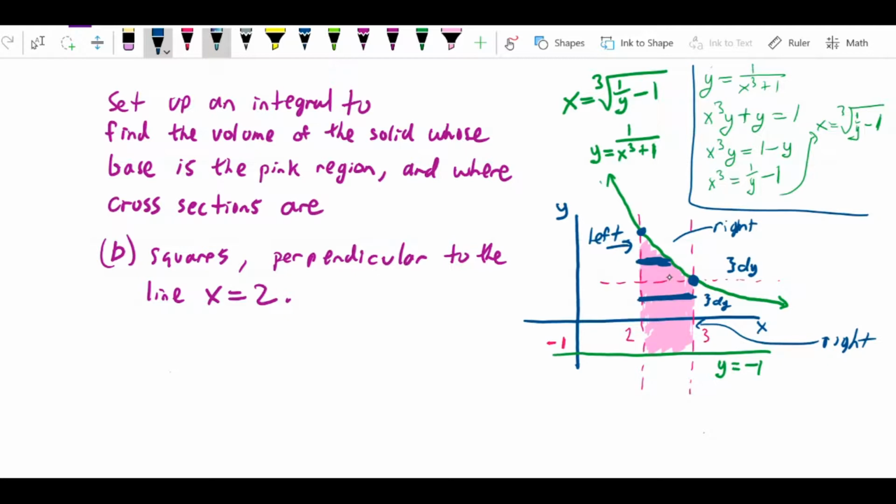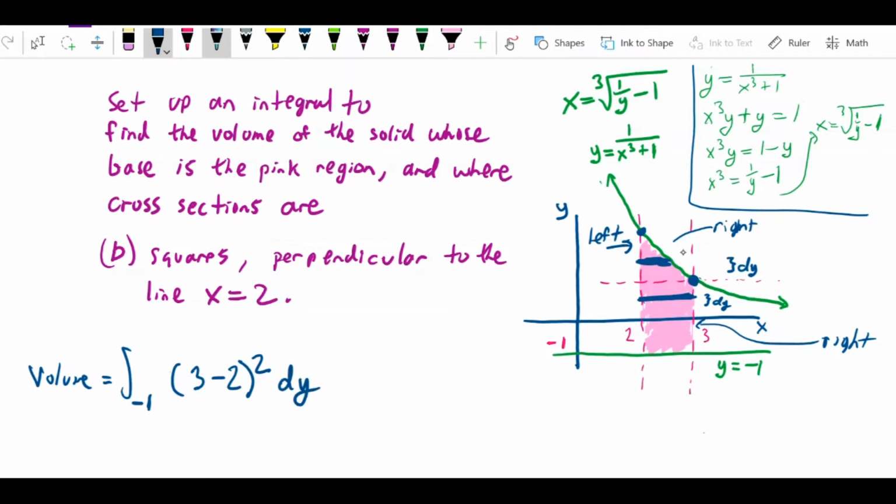So let's do the bottom part. The bottom part is easy. Let's write volume. It's going to equal the integral from negative 1, and I'll leave the top part of that blank for now. Let's just write the expression for the area of a square. That's going to be 3 minus 2 squared, and we're integrating in the y direction, so that's dy.